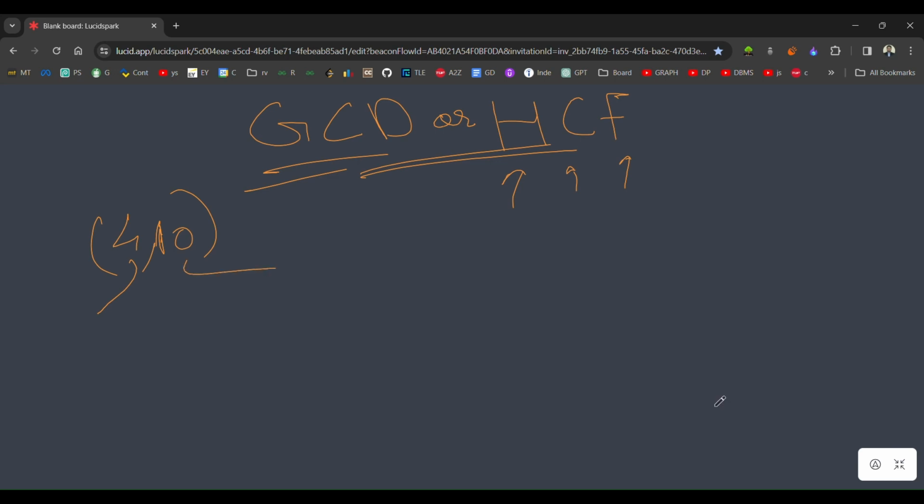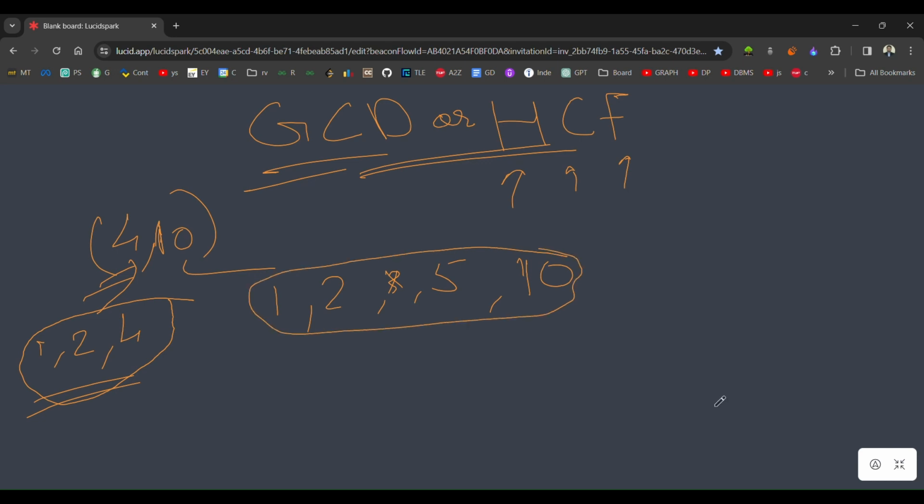For 4, 1, 2, 4. These three will be the factors of 4, right? So for 10, there will be 1, 2, 3 cannot be, 4 cannot be, 5, 6 cannot be, 7 cannot be, 8 cannot be, 9 cannot be, 10, right? So these are the factors of 4 and these are the factors of 10, right?